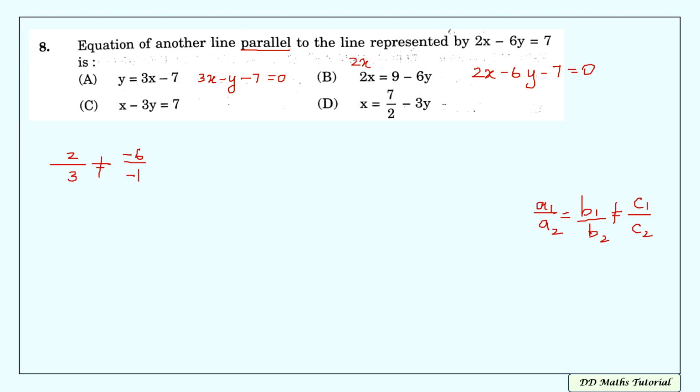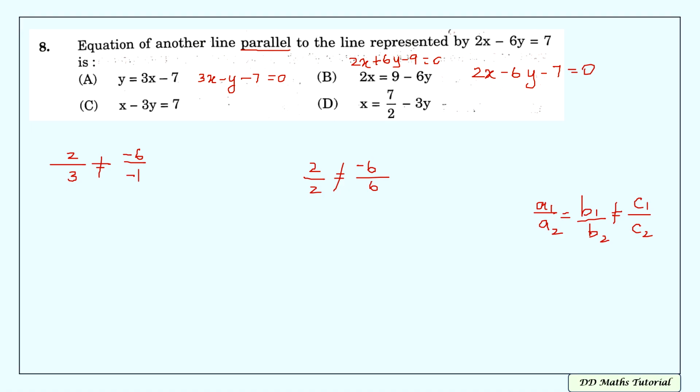So you have 2x, making it into standard form, plus 6y minus 9 is equal to 0. Now we'll check with a1 by a2 and b1 by b2. We'll have it as 2 by 2 and the other one will be minus 6 by 6. You can clearly see you have 1, which is not equal to minus 1. So this option can be eliminated.